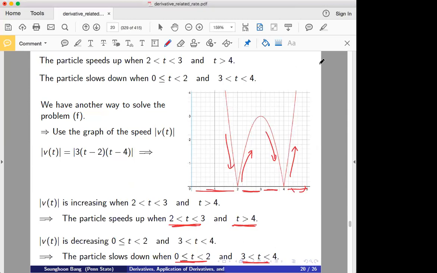So far, do you have any question? If you have any question, write your question on the chatting board. If you don't have any question, please write no on the chatting board, please. Okay, good.